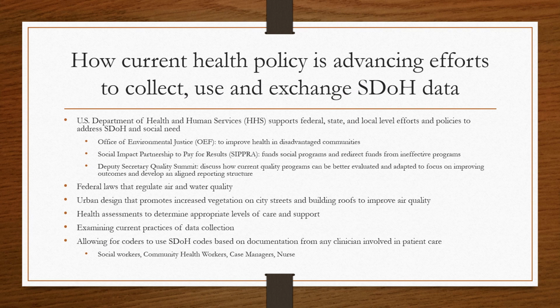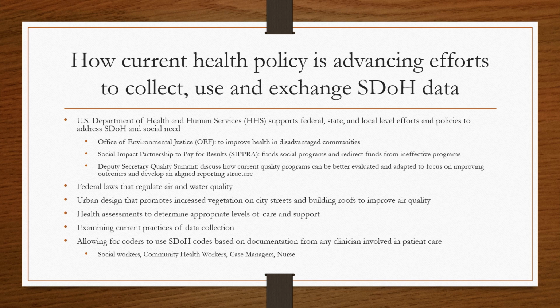We know that AHIMA does support a lot of the efforts being made, but how are current health policies advancing efforts to collect, use, and exchange social determinant of health data? Well, the U.S. Department of Health and Human Services supports federal, state, and local level efforts and policies to address social determinants of health and social need. The Office of Environmental Justice improves health in disadvantaged communities. Social Impact Partnership to Pay for Results, SIPPRA, funds social programs and redirects funds from ineffective programs.